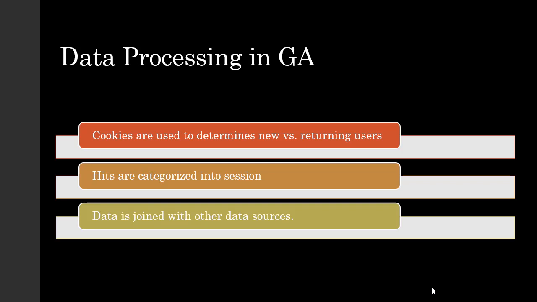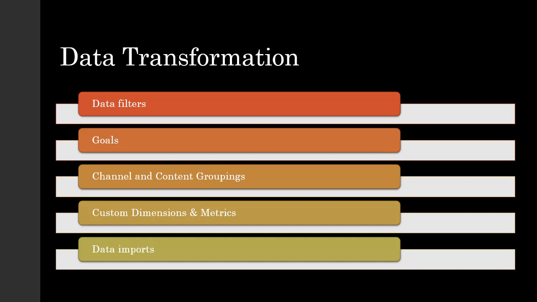If there is no Google Analytics cookie present, then the user is counted as new. All these hits are categorized into sessions, and then this data collected via GA tracking code is joined with other data sources as required. Before the data is processed and converted into reports, you can set certain configuration rules to configure and transform this data.